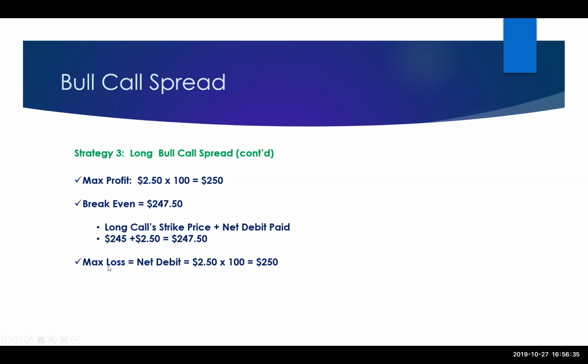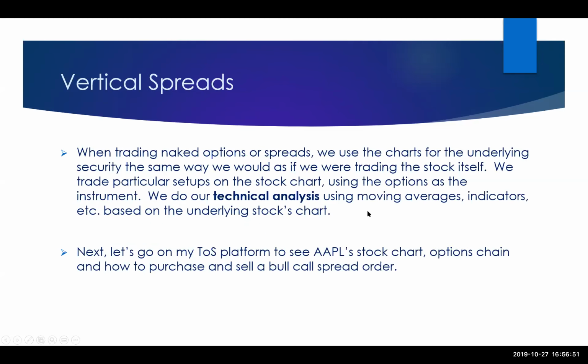Your maximum loss, as I mentioned before, is the net debit, which is how much you actually paid for the spread. So if you pay $2.50 times 100 shares, that's $250. That is the maximum that you will risk. Whatever you pay for your option is the maximum you will risk.